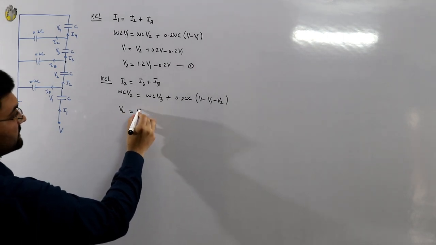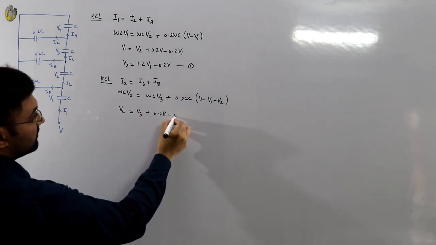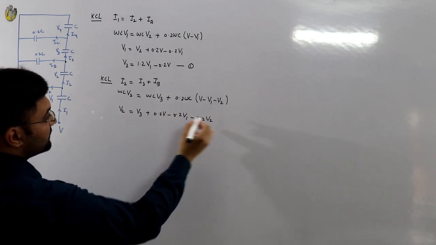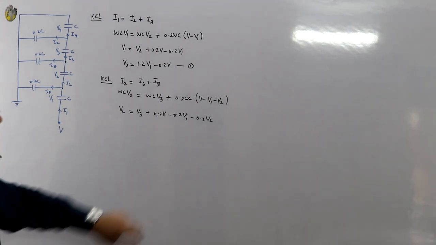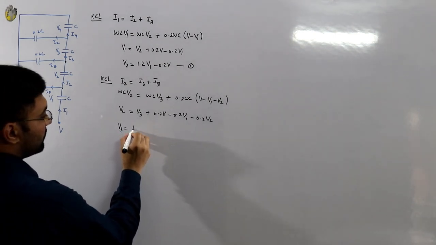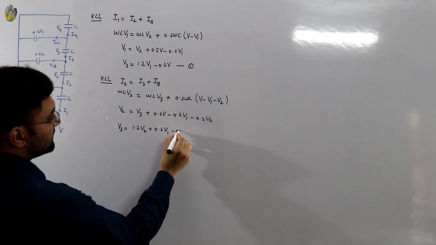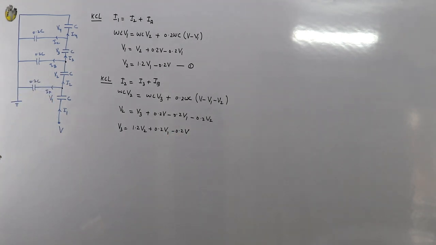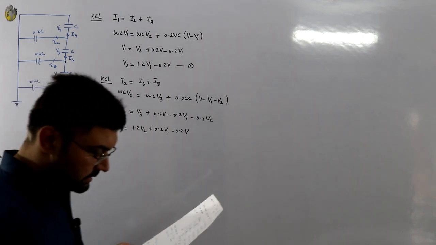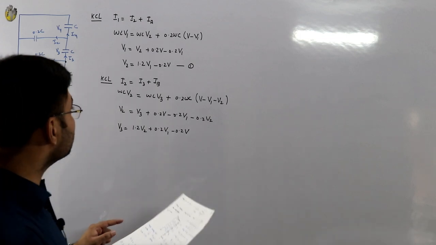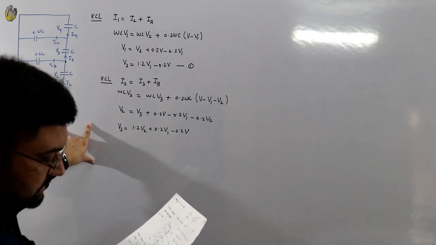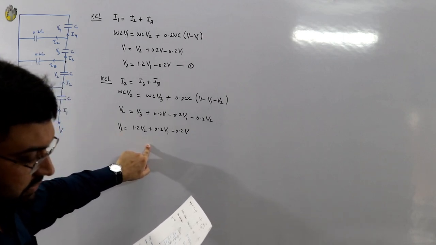Omega C cancels out. V2 is equal to V3 plus 0.2 V minus 0.2 V1 minus 0.2 V2. So 1.2 V2 is V3 plus 0.2 V1 minus 0.2 V, meaning V3 is equal to 1.2 V2 plus 0.2 V1 minus 0.2 V. Just let me have a look at this for node number 2.